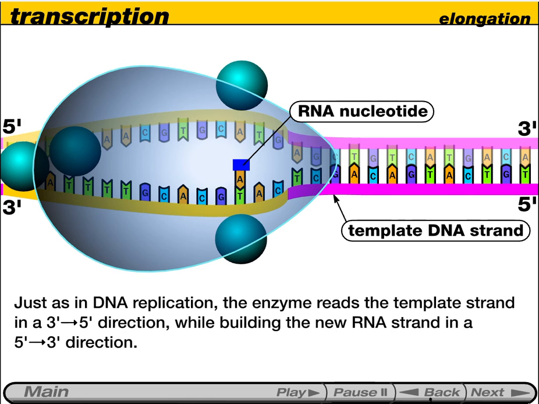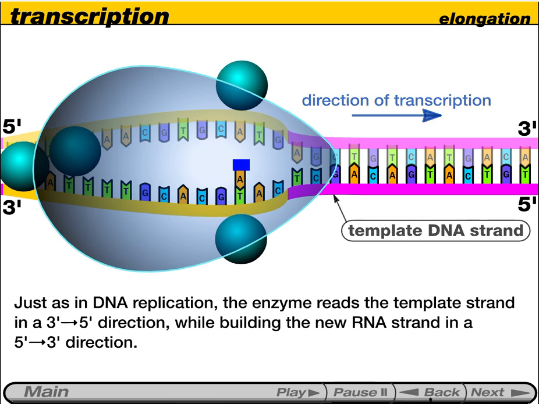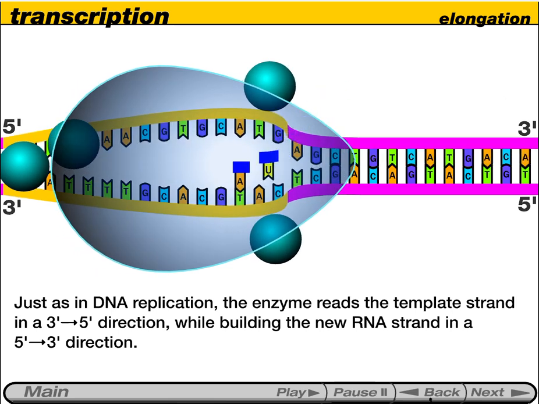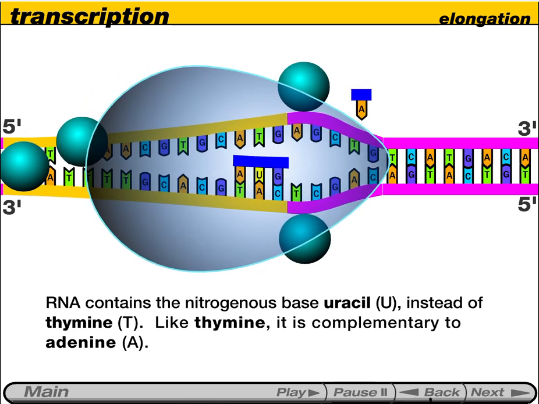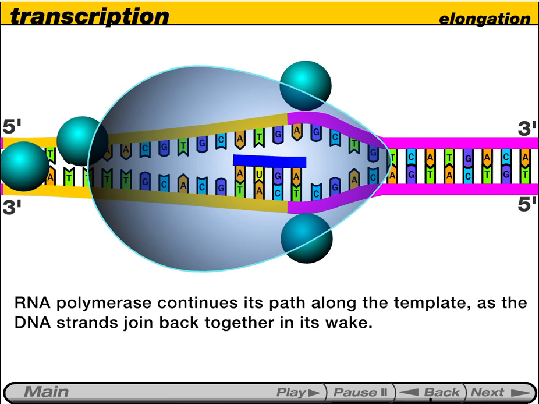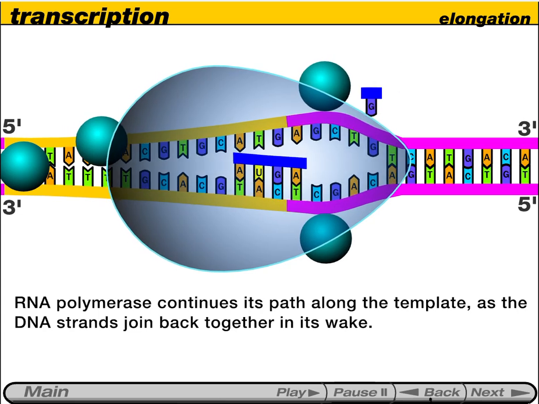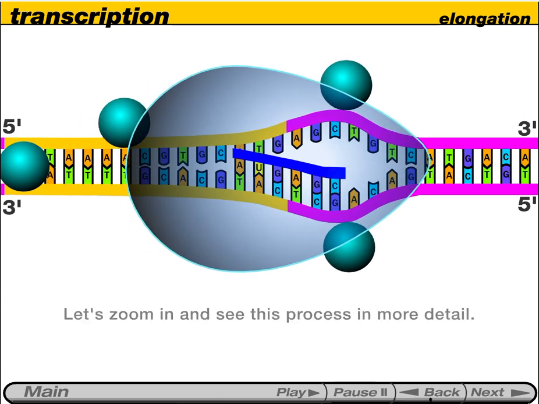Just as in DNA replication, the enzyme reads the template strand in a 3' to 5' direction, while building the new RNA strand in a 5' to 3' direction. RNA contains the nitrogenous base uracil instead of thymine. Like thymine, it is complementary to adenine. RNA polymerase continues its path along the template as the DNA strands join back together in its wake. Let's zoom in and see this process in more detail.